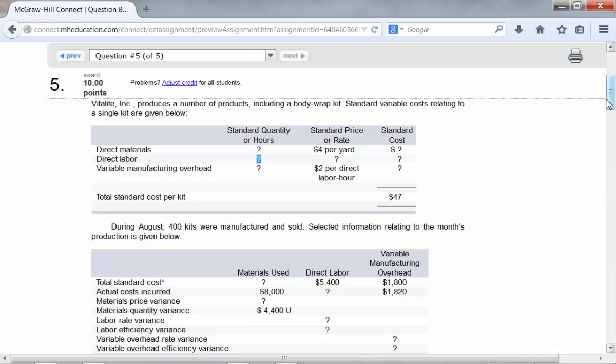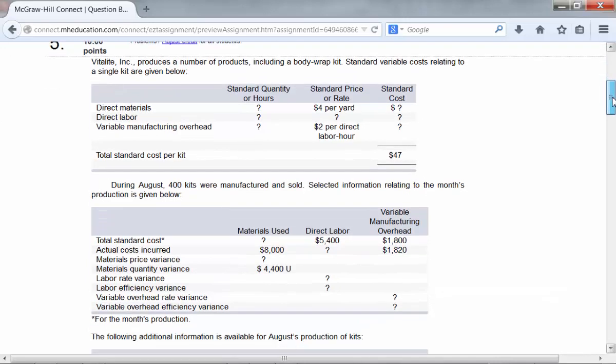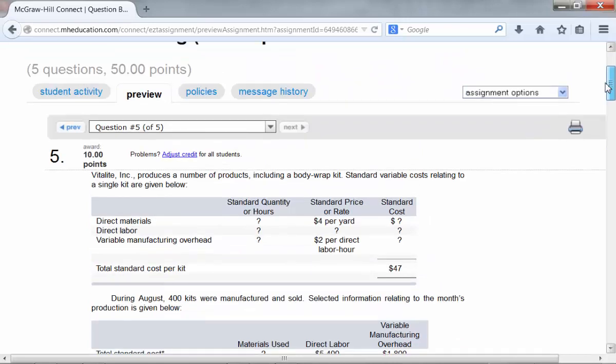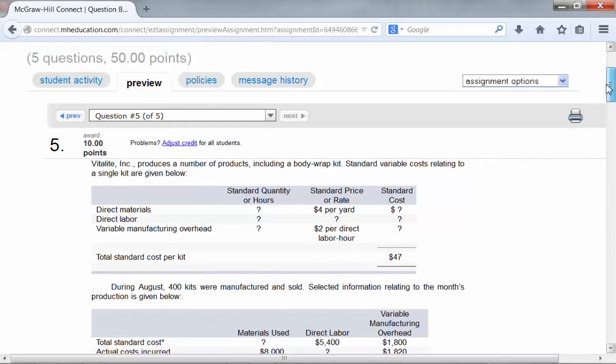And this question tends to cause most trouble for people as far as standard costing goes. And if you can answer this question, it turns out that you probably understand standard costing pretty well. It's a rather involved question. Let's get right into it here. This company produces a number of products, including a body wrap kit.